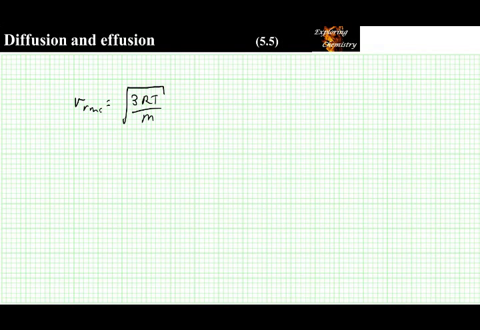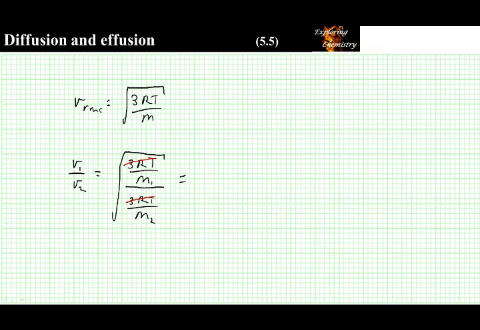Here we're going to just set, for two states, V1 over V2. And V1 over V2 will equal the square root of 3RT over M1 over 3RT over M2. Because these gases are at the same temperature, 3RT cancels. And this becomes equal to M2 over M1, all square rooted.